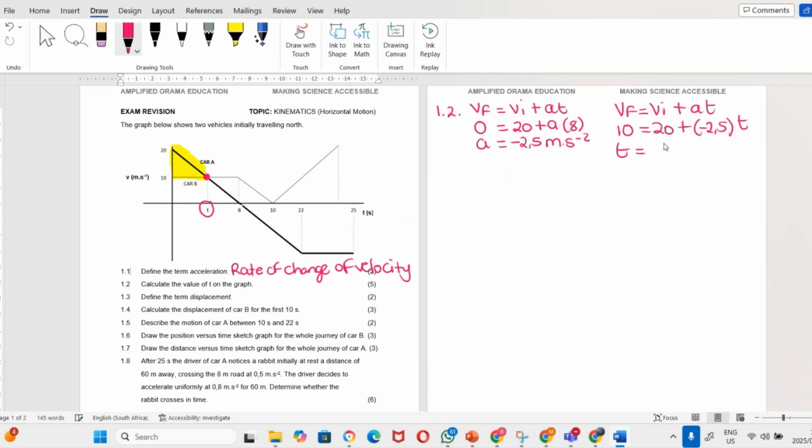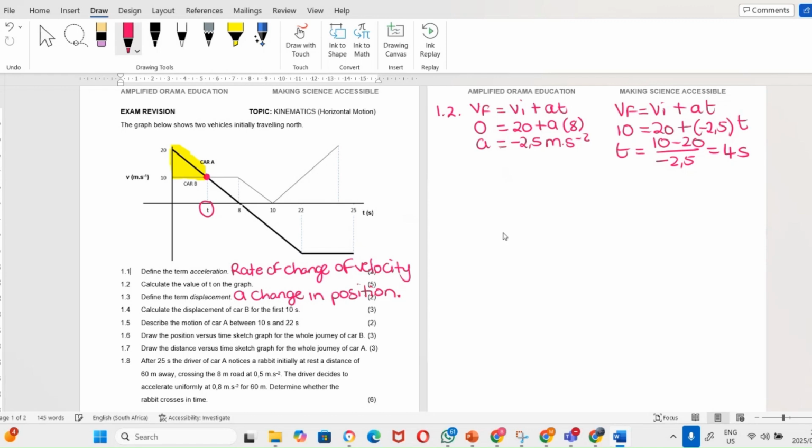And so t would be equal to 10 minus 20, which is minus 10, and you divide that by minus 2.5, which then gives you 4 seconds. So t on the graph is 4 seconds. Then in 1.3, you are asked to define the displacement, which is a change in position, or a change of position.